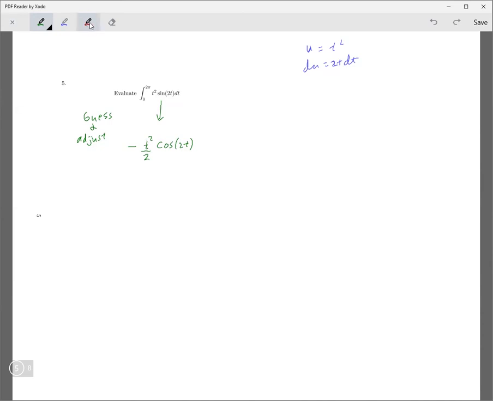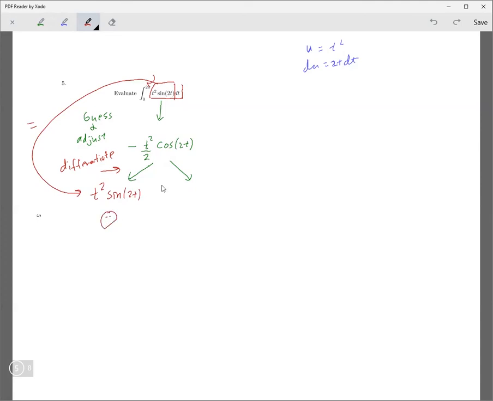So that means that if I differentiate this, this is a product, it's this times this, right? If I differentiate, I'm going to get 2 pieces. The first piece will be the derivative of this part times this, which is going to be t squared sine of 2t. And that's exactly what we need right here. Those are equal. So this part is good, yay, this is nice.